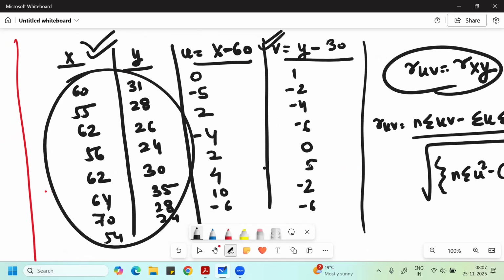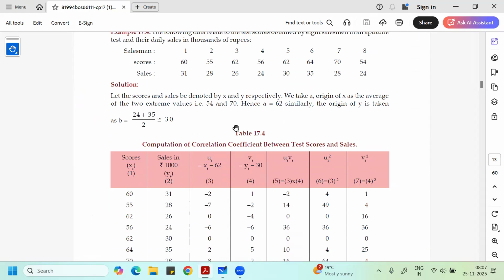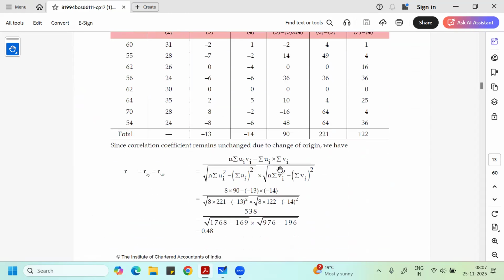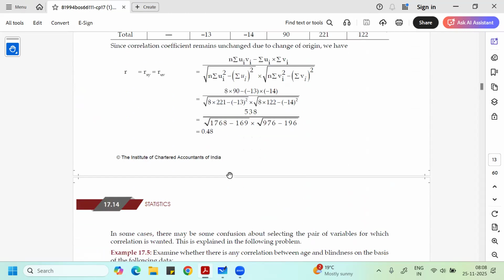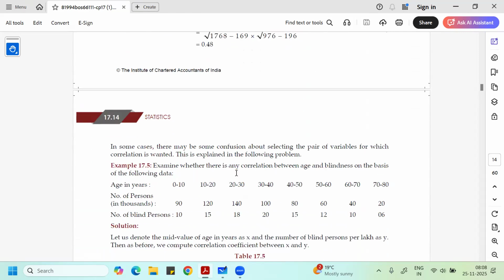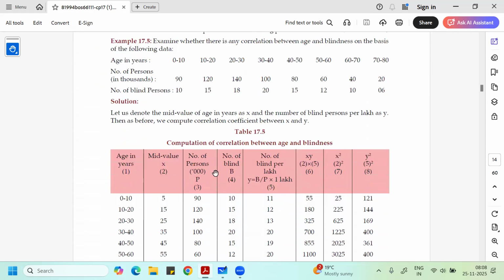Here I took u as x minus 60 and v as y minus 30. In the book they have done u equal to x minus 62 and v as y minus 30. It doesn't matter; if you calculate, you'll get the answer 0.48 only. I hope you understand this very important thing. From an exam point of view, there is no need to work on complicated data. You can make the data easy by subtracting a common value from all these values, and that will serve your objective.